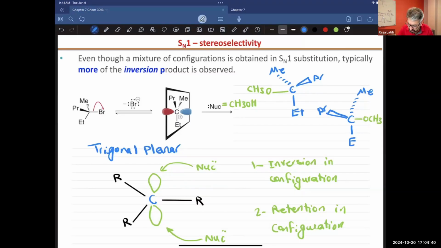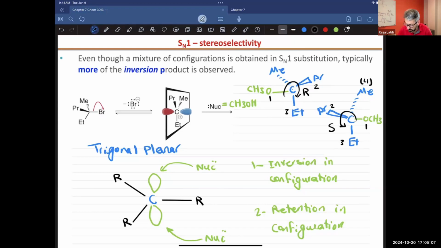Okay, let's assign the configuration. This is going to be number 1, this one will be number 2, and this one will be 3. So the rotation will be clockwise. That's going to be R. And here is 1, the propyl will be 2, so this one is 2, and ethyl will be 3. This time it will be counterclockwise, and that's going to be S.